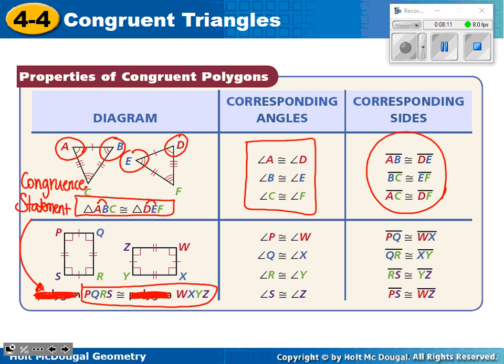So part of your homework may simply say write the congruent statement. It may say name the corresponding sides, name the corresponding angles. Even if they're not marked congruent, but they tell you they're congruent, and they say name the angles and sides, you're going to name the ones that match up. Okay? All right.